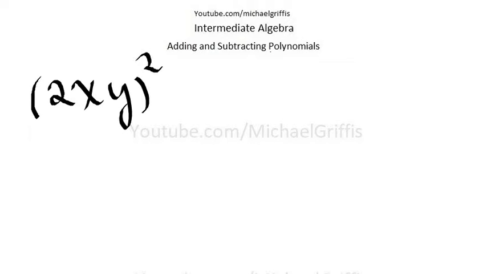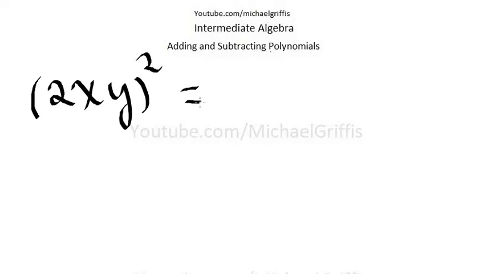Okay, let's take a look at another one here. We have two times x times y, and we're going to put that all in parentheses and raise it to the second power. So let's expand this.